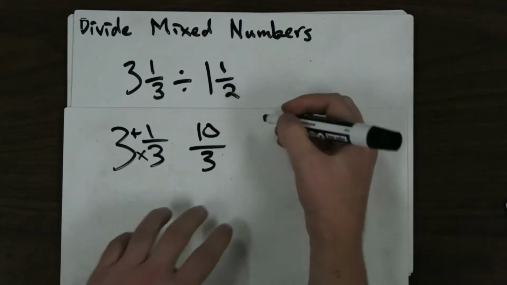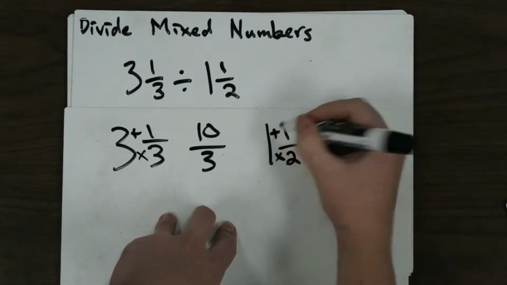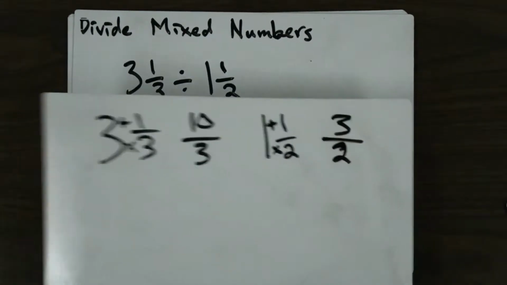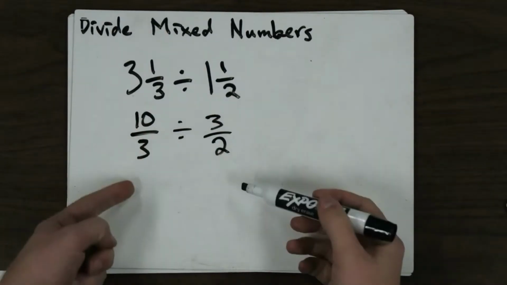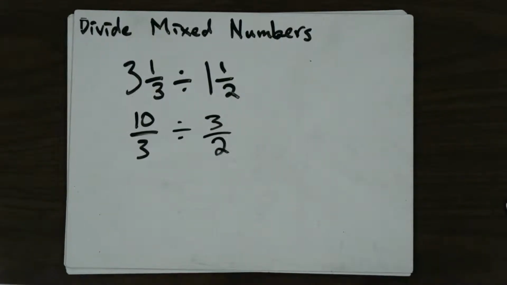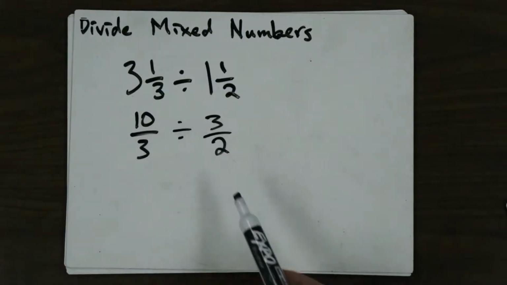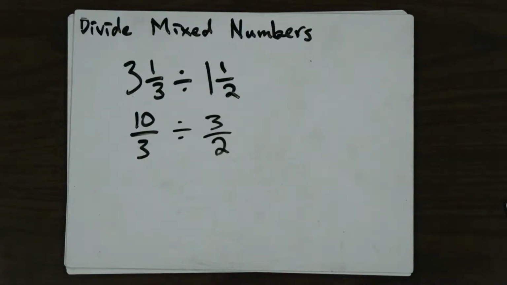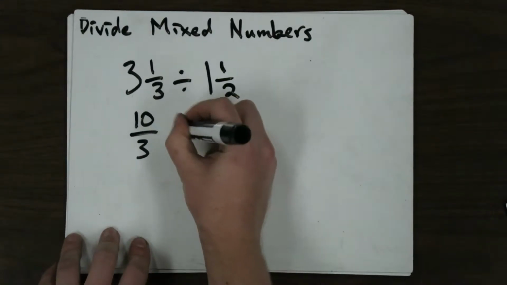Then I got to work with 1 1/2. So 2 times 1 is 2, plus 1 is 3, and the denominator stays the same, 3/2. So I'm rewriting the problem, 3/2. These are the same exact problem, they're just written different ways. So instead of 3 1/3 divided by 1 1/2, I have 10/3 divided by 3/2. It's the same exact thing. Now, to solve this problem, I have to use the strategy that we've talked about in class, flip switch. So I'm going to flip the second fraction and switch this to multiply.